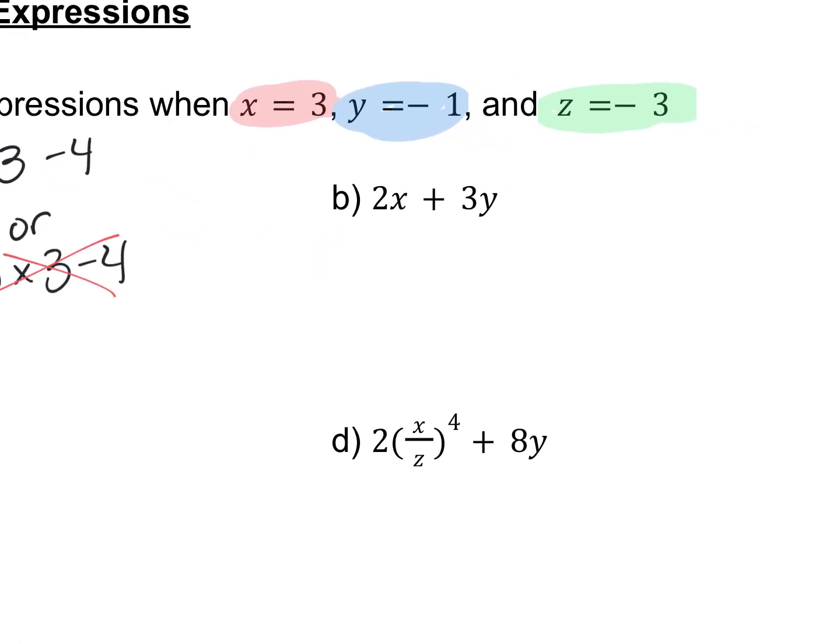This next one, they give us an x and a y. So we're going to be plugging in both of those in that spot. The first one will be 2 times 3 plus 3 times -1. Again, you can use a calculator. That's perfectly fine. I believe you get 3.